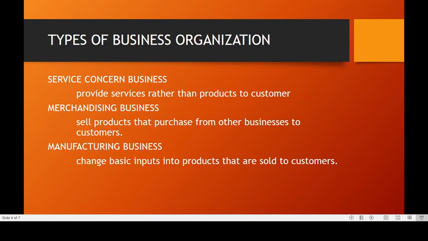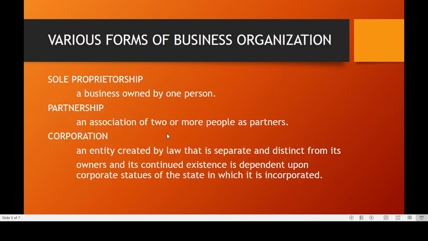Take note, manufacturing and merchandising, mostly yung kaya nilang ipamigay na outputs are tangible outputs. Okay? Tangible outputs. Unlike on service concerned business, they focus on intangible na mga outputs. Okay? So, yun yung different types of business organization. And then, our next will be on the various forms of business organization.